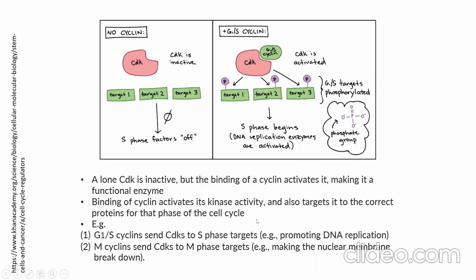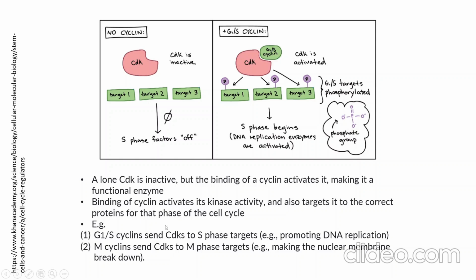So now it can go ahead and use ATP to add phosphates to its substrates. And the second thing it also does, it helps in targeting. So it targets the CDK or the CDK cyclin complex to the correct proteins for that phase of the cell cycle. So an example of this would be the G1/S cyclins, for instance.